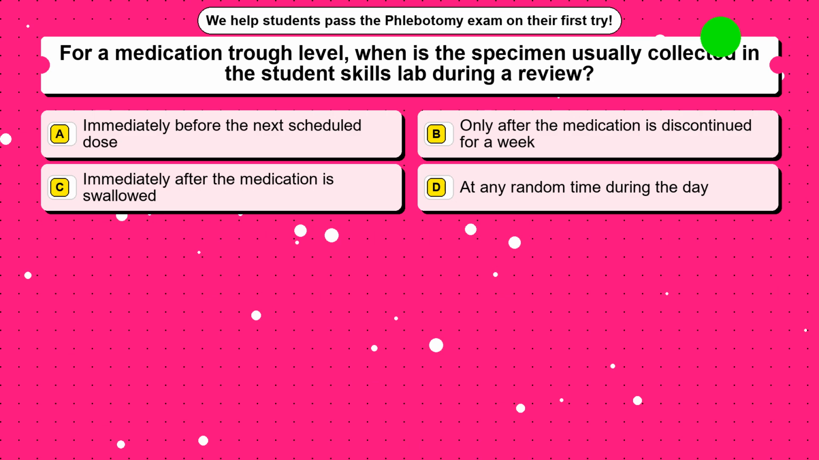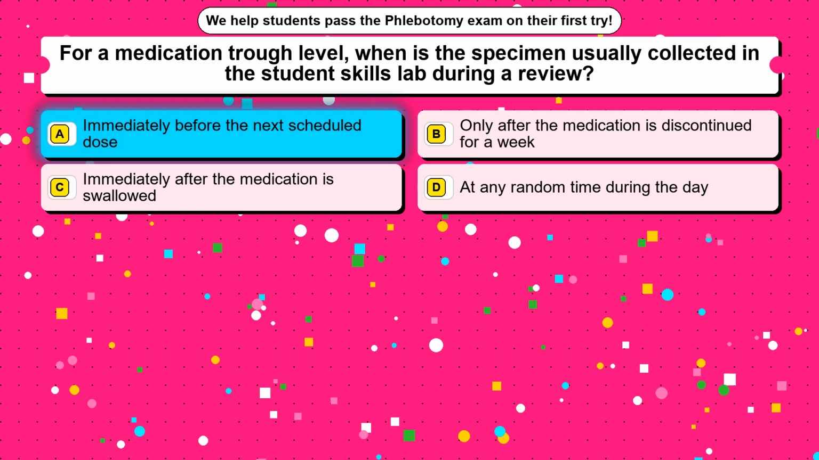Question 70. For a medication trough level, when is the specimen usually collected in the student skills lab during a review? Option A. Immediately before the next scheduled dose. Option B. Only after the medication is discontinued for a week. Option C. Immediately after the medication is swallowed. Option D. At any random time during the day.